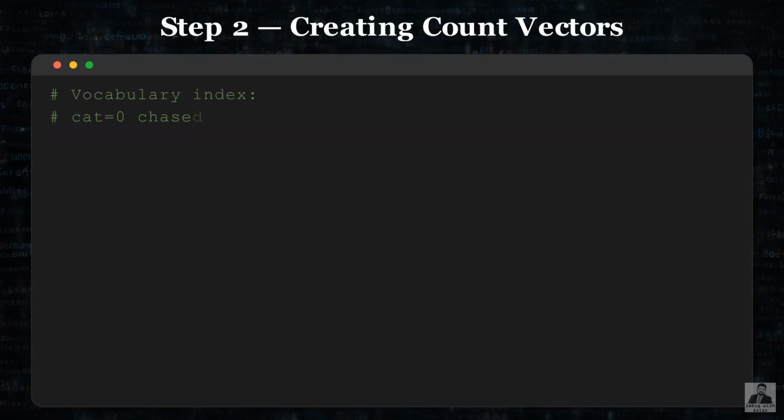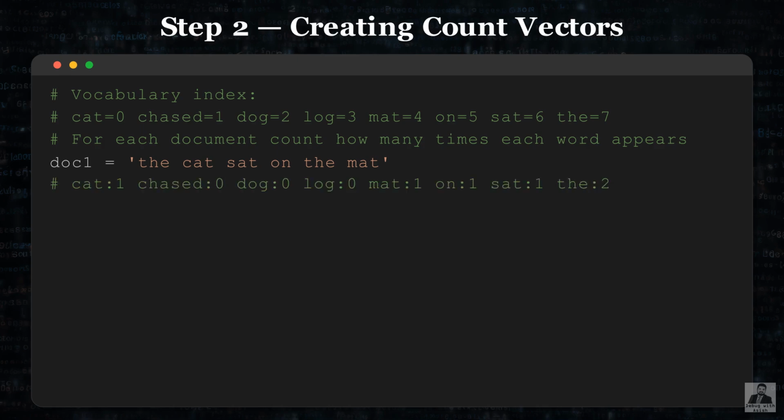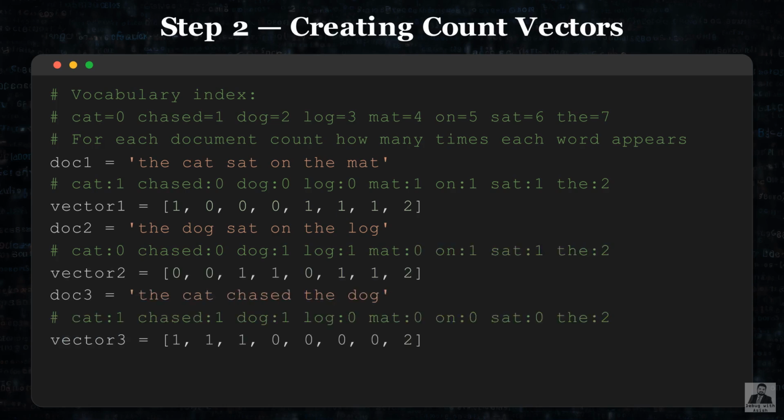Each document is now converted to a vector by counting how many times each vocabulary word appears in it. Document 1 contains cat once, mat once, on once, sat once, and the twice. All other vocabulary words have a count of 0. The result is the vector 1 0 0 0 1 1 1 1 2. Document 2 has a different distribution. Dog and log appear once each. Document 3 has cat, chased, and dog each appearing once. Each vector has the same length of 8, matching our vocabulary size.